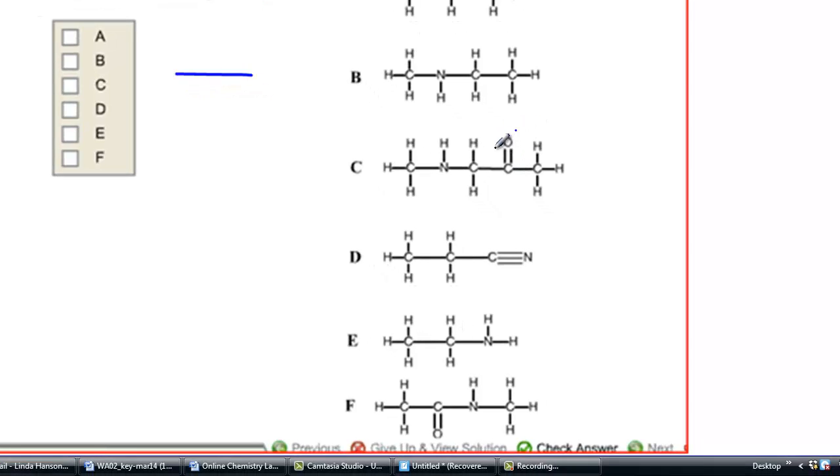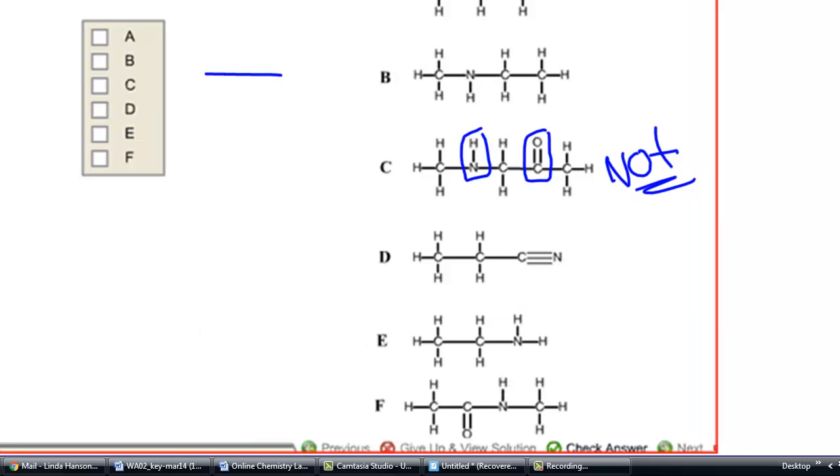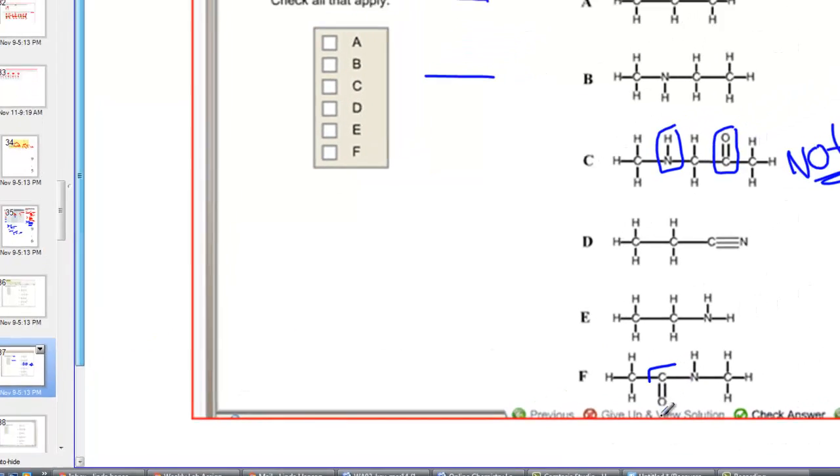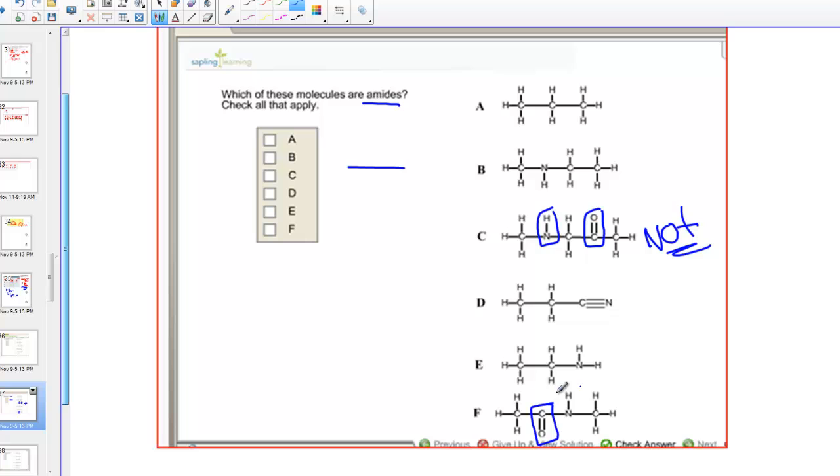I'm looking here, but I don't want you to be fooled. Carbon double bond O, NH2. They have to be next to each other, so this is not. Let's see, C triple bond N, nope, nope. Look down here, finally. I have a C double bond O directly next to the nitrogen in its functional group.